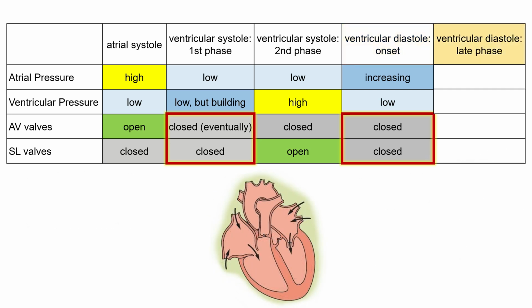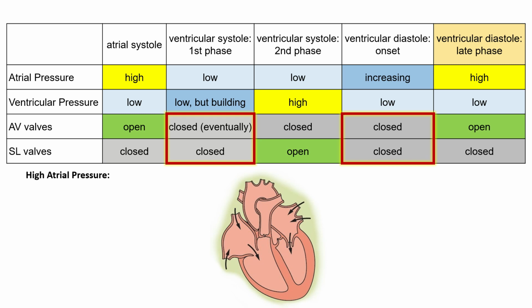And now we're into the final phase of our cardiac cycle, the ventricular diastole late phase. So what's happening here is that we've got high pressure in the atria. We're going to have low pressure in the ventricles. The AV valves are going to be open and the semilunar valves are going to be closed.